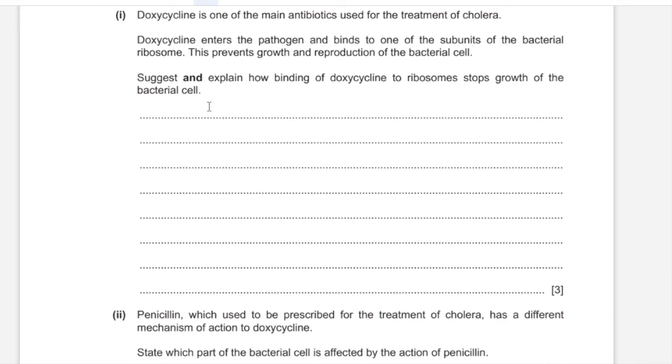If the antibiotic binds to the ribosomes, that means mRNA and tRNA are not able to bind with the ribosome. That could possibly mean the binding sites of mRNA and tRNA are somehow blocked, and so they would not be able to bind with the ribosome, which means that translation, the process of protein synthesis, would not be carried out. And as a result of that, growth would not be possible since growth requires proteins.